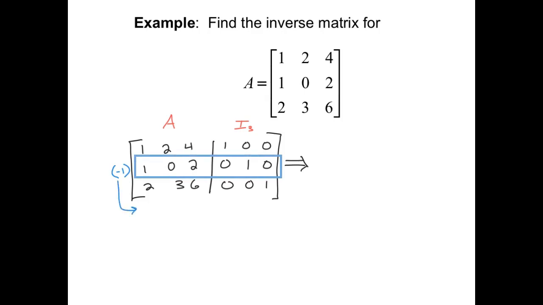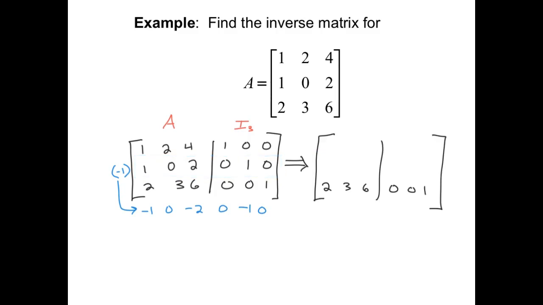So if I multiply through by -1, I get -1, 0, -2, 0, -1, 0. Now the row that's not involved in this transaction needs to stay, so I've written down 2, 3, 6, 0, 0, 1. Now of the two remaining rows, one of those is going to stay and the other is going to be replaced by the sum. Since the second row has a 0 in the second position, I'm going to keep that one and replace the second row with the sum. So that's going to give me 0, 2, 2, 1, -1, 0.